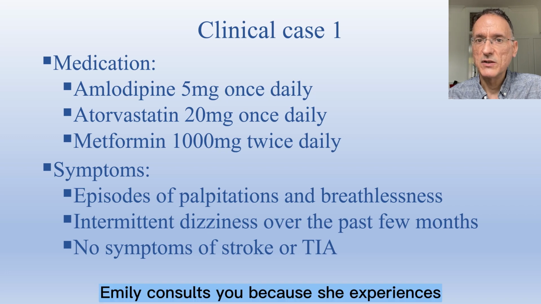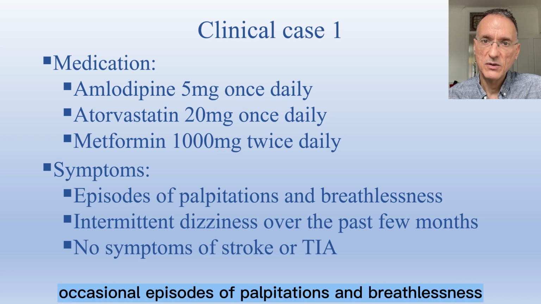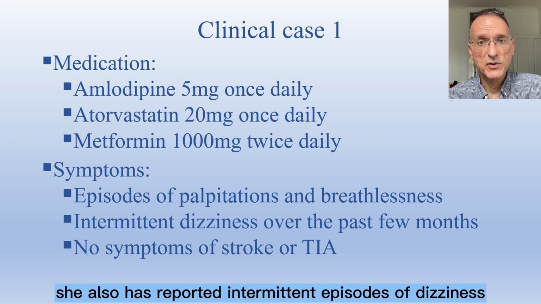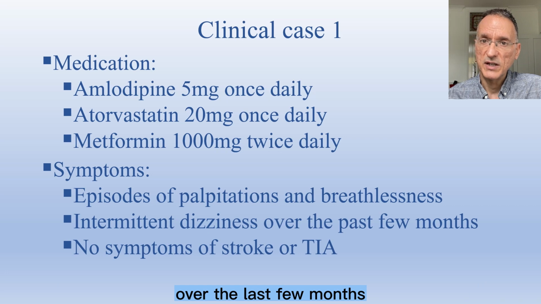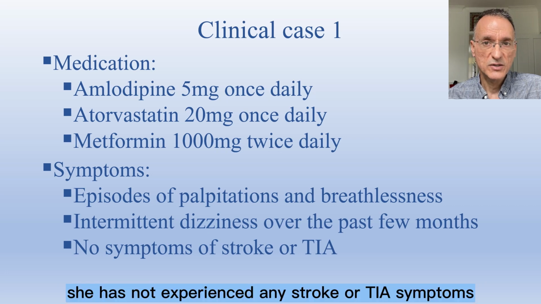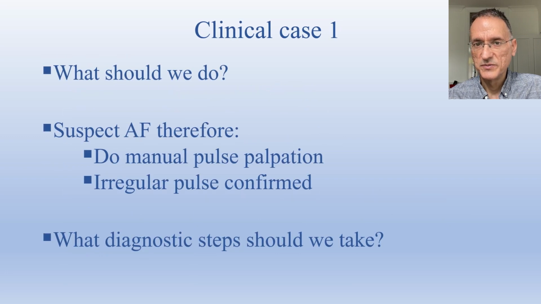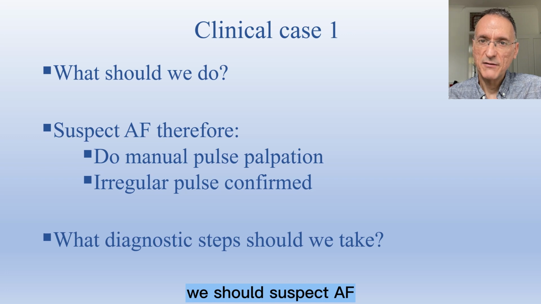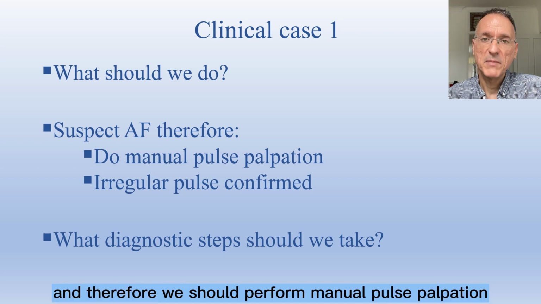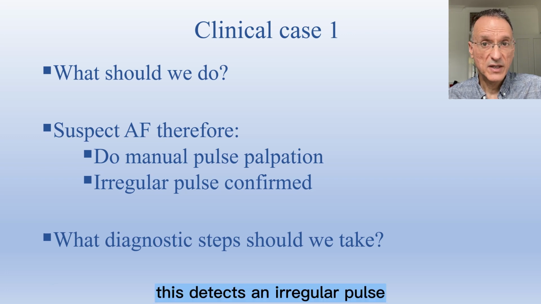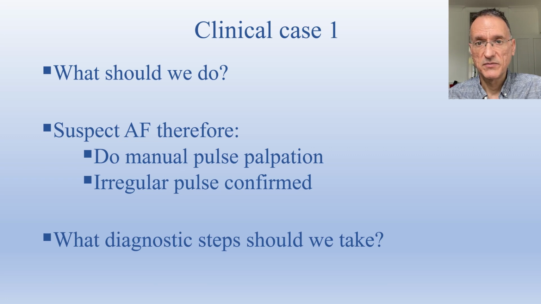Emily consults you because she experiences occasional episodes of palpitations and breathlessness. She also has reported intermittent episodes of dizziness over the last few months. She has not experienced any stroke or TIA symptoms. What should we do? We should suspect AF and therefore we should perform manual pulse palpation. This detects an irregular pulse.